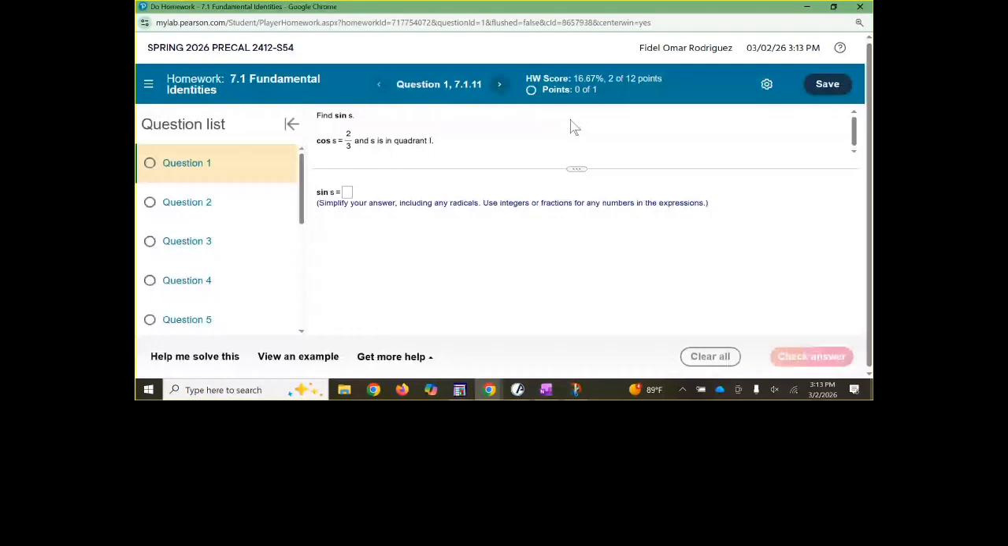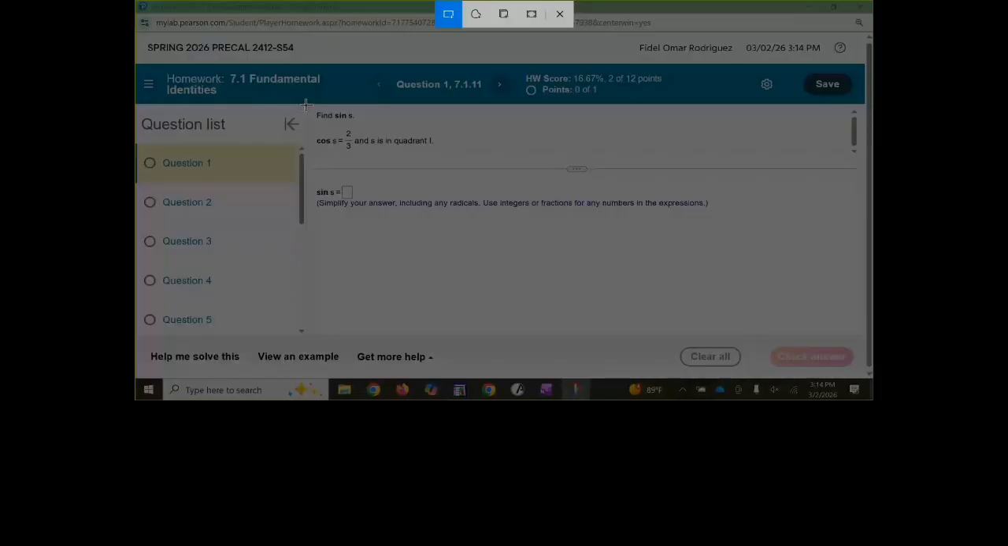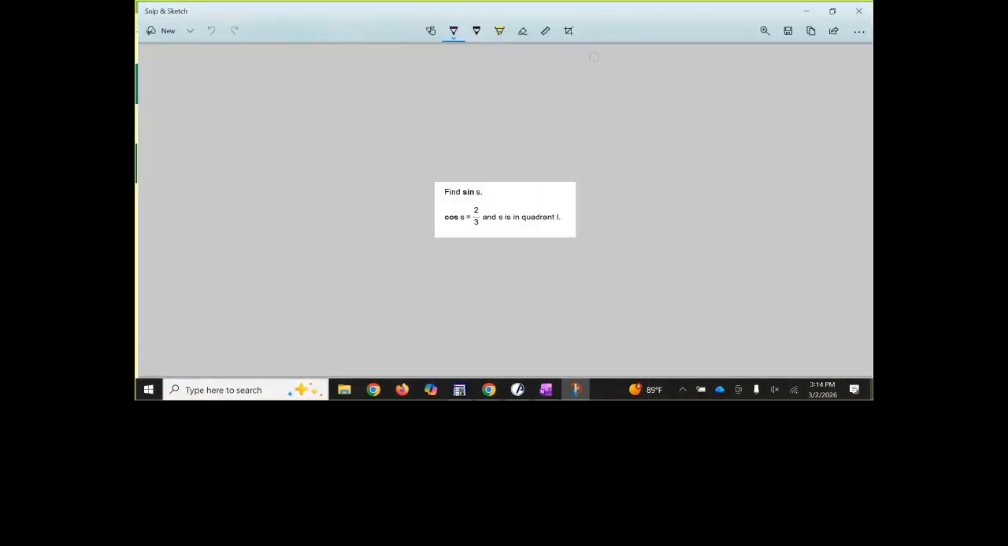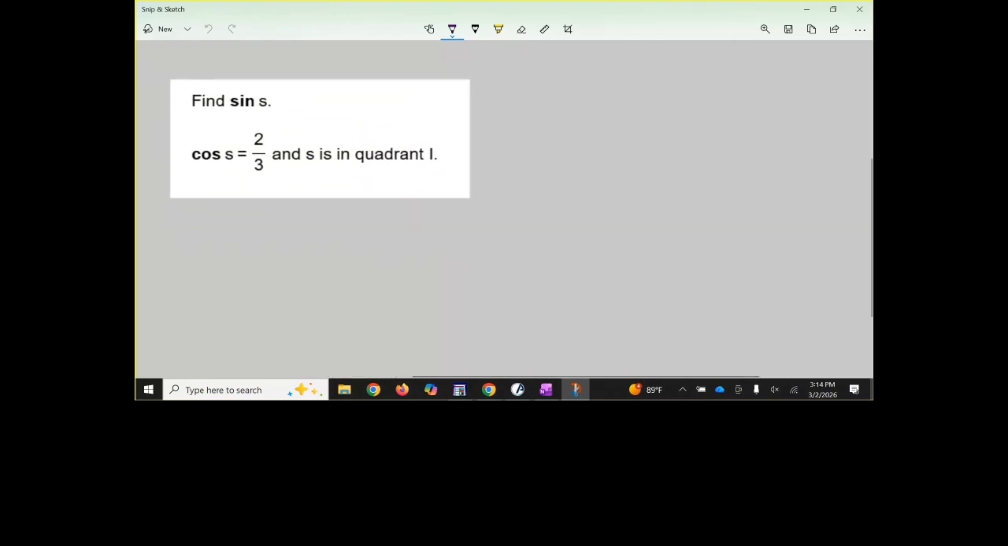Okay, so y'all, what I want you to notice is if you look at your homework, on your question number 1, does it say the cosine of S is 1/3 and S is in quadrant 1? Okay, let's do this guy and see if we can figure out how to find this. Y'all, what quadrant are we in? Quadrant 1. Okay, here's quadrant 1.